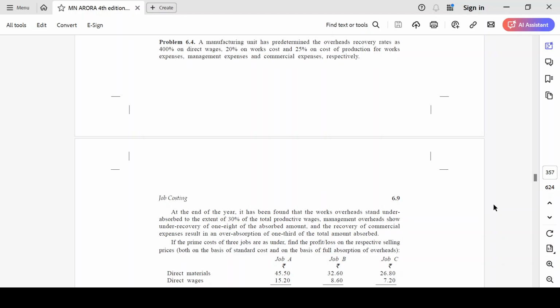It has been found that the works overheads stand under absorbed to the extent of 30% of the total productive wages. Works overheads, specifically they talk about works overhead, these are under absorbed. What does it mean by under absorbed? We'll discuss it. Management overheads show under recovery of 1/8 of absorbed amount, and the recovery of commercial expenses results in over absorption of 1/3 of the total amount absorbed. Now you don't need to read it all together, we can split it step by step, point by point.